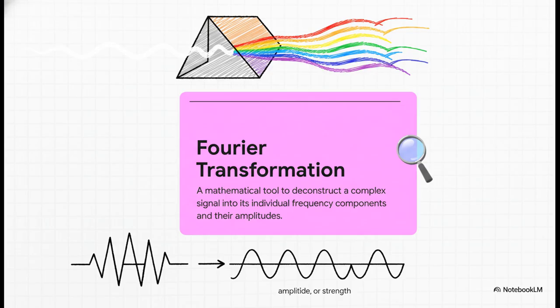The best way to think about it is like a prism for sound. You know how a prism takes white light and breaks it down into all the individual colors of the rainbow? Well, the Fourier transform does the same thing for our signal. It takes our complex wave and breaks it down into all the individual frequencies that were added together to make it. And, this is crucial, it also tells us the strength or amplitude of each of those frequencies.